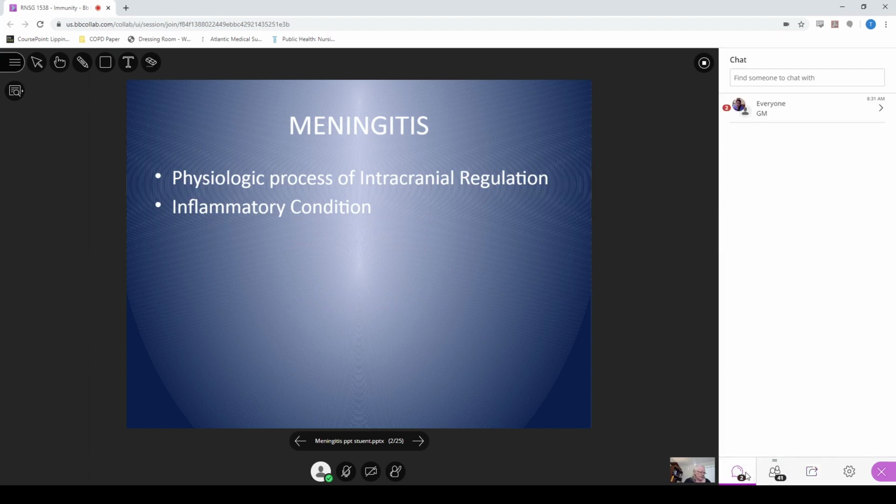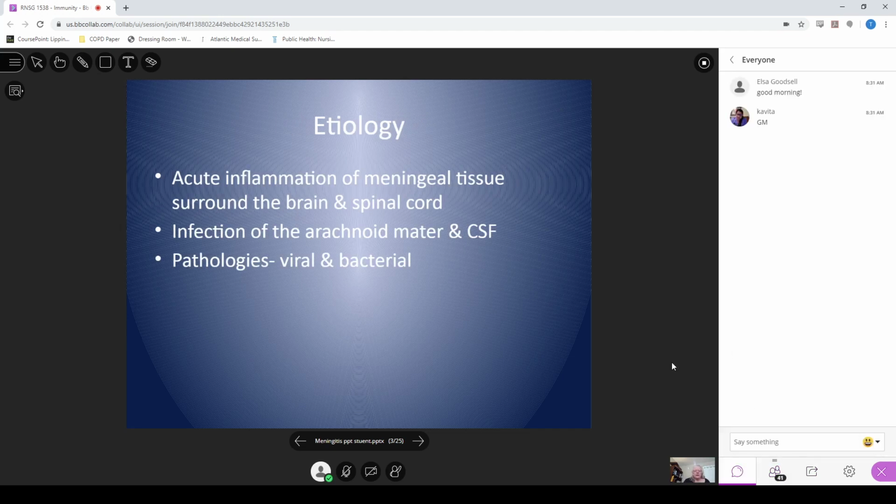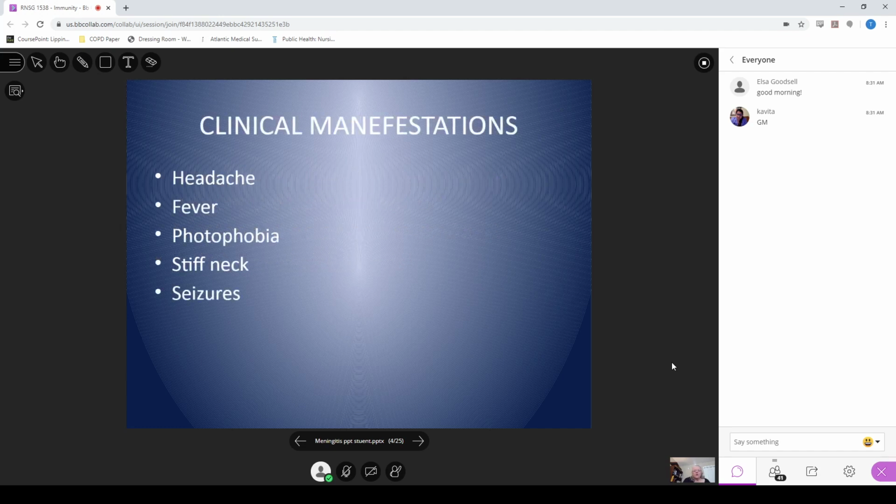It can be caused by a bacterial infection. It involves the brain and spinal cord, viral or bacterial, or it can also be fungal. As we look at those, we focus primarily on the viral and bacterial. The general clinical manifestations for both of them are headache, fever, photophobia, and stiff neck, also called nuchal rigidity. They can have seizures because of the irritation of the brain.